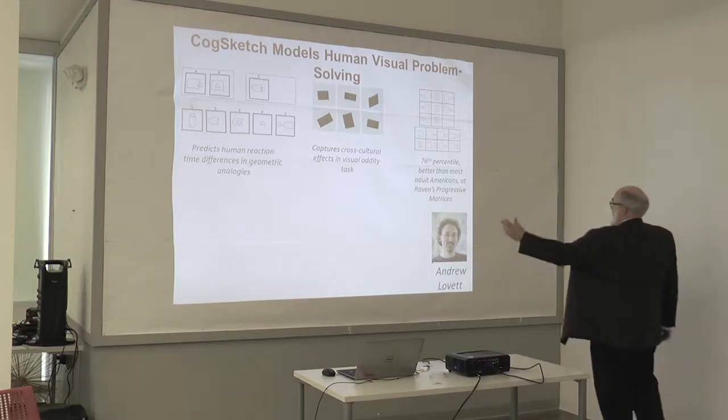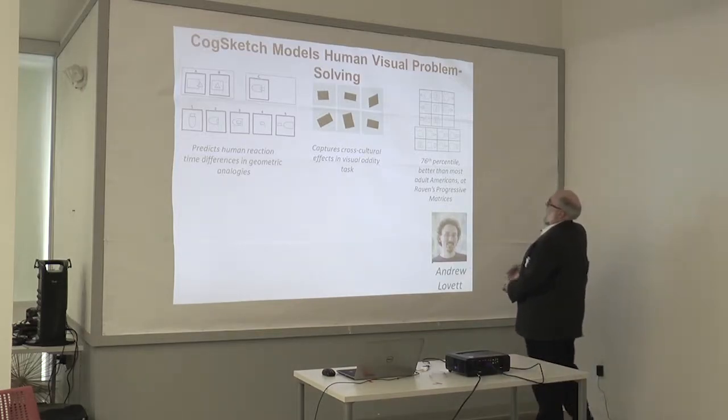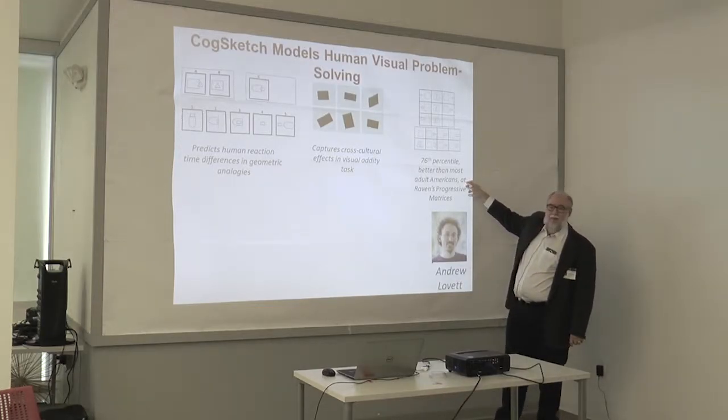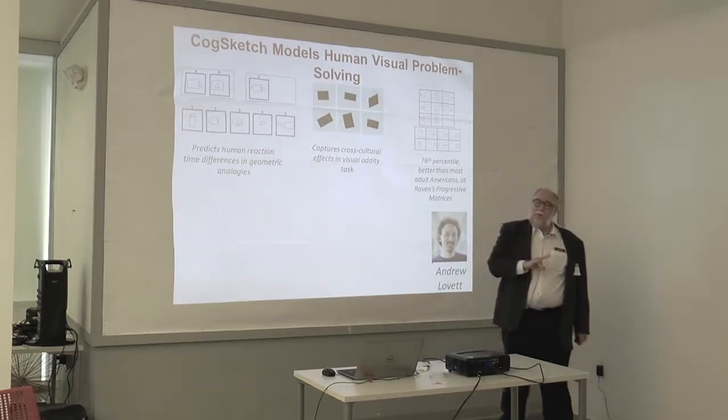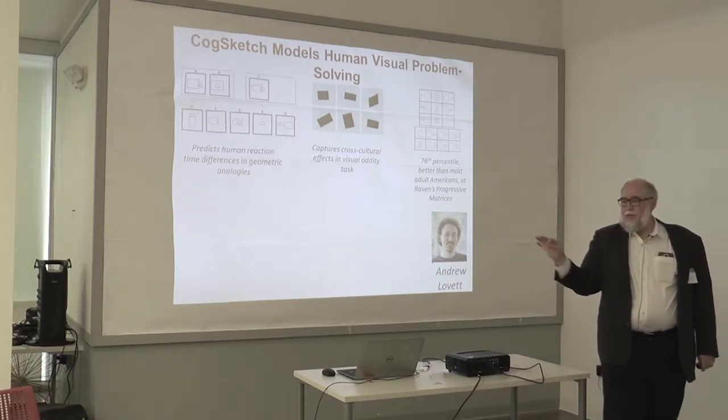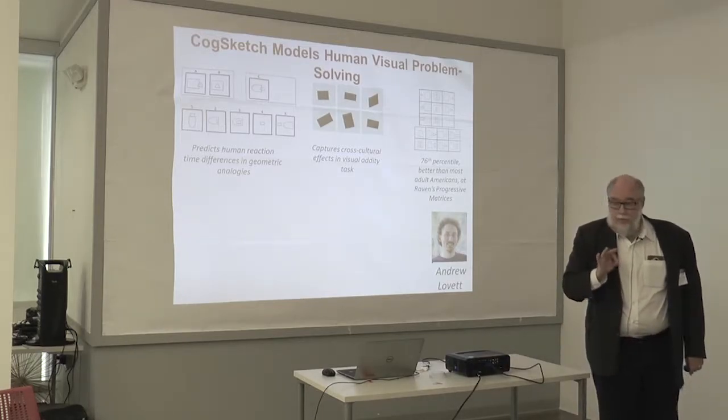As there's a whole test of these things, the Cogsketch model performs at the 76th percentile, which means it's better than most adult Americans, okay, on this exam. That does not mean it has more fluid intelligence than most adult Americans, okay? But you have to always interpret these things carefully. In terms of human level performance, it does very well.